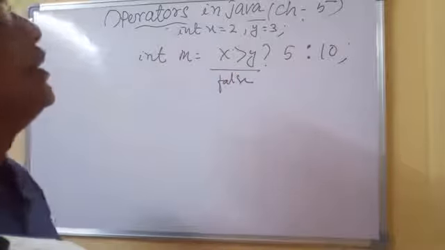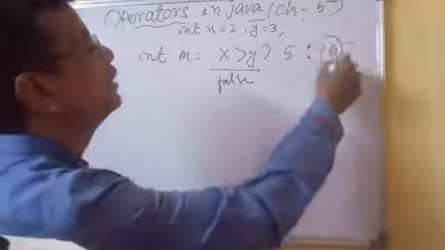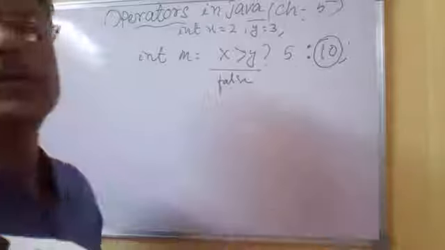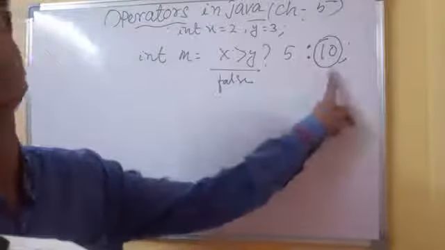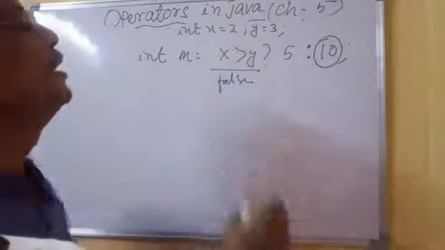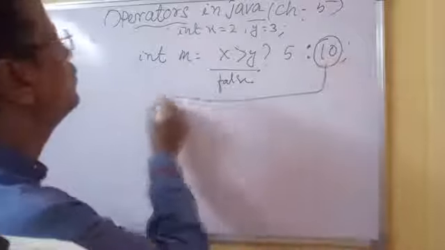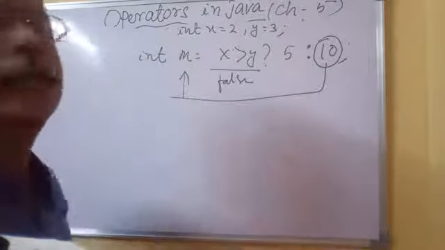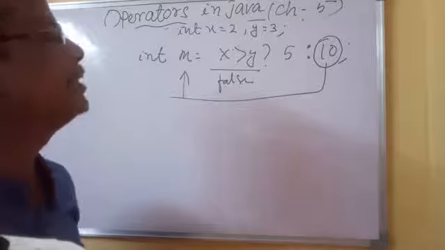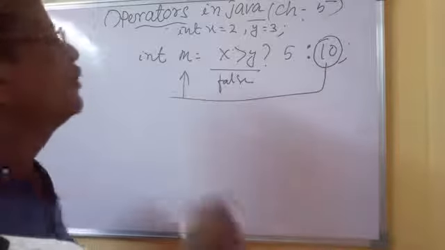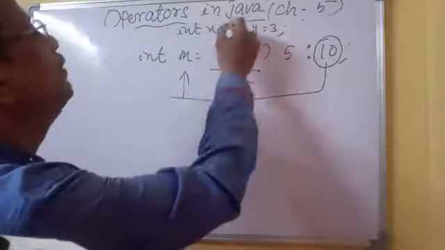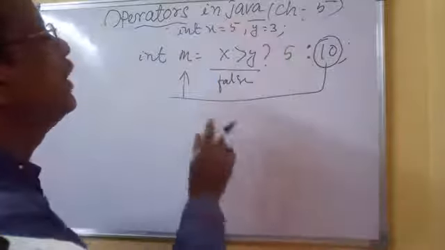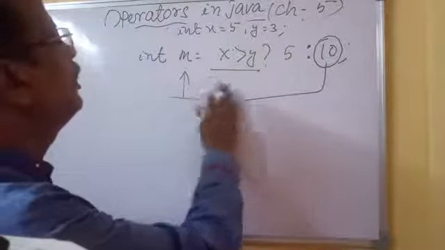False means it will execute this part, not this one. This is the true part and this is the false part. So this will be executed, and this value will be transferred to the variable m. It will store the m value. After this the m value will become 10. Suppose I change it here and make x 5. If I make it 5, then what will happen?